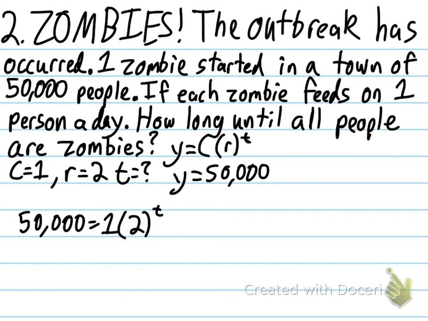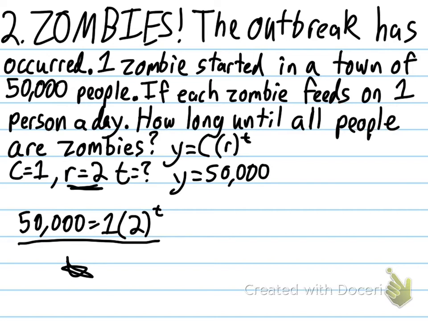So we want to know something that will make this true. Now, another thing you had to notice was, what was the rate? Well, r equals 2, because if you think about it, if each zombie bites one person a day, if we start out with 1, they bite one person, we get 2. Those 2 bite 2 people, we get 4. Those 4 bite, they get 8. So it's doubling every day. So we wind up with this equation here. So we want to find out a t, how many days will it be until all 50,000 people are zombies.